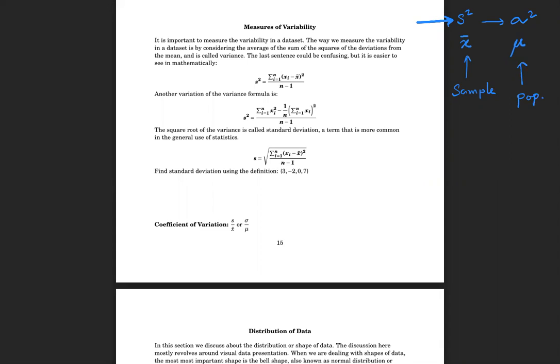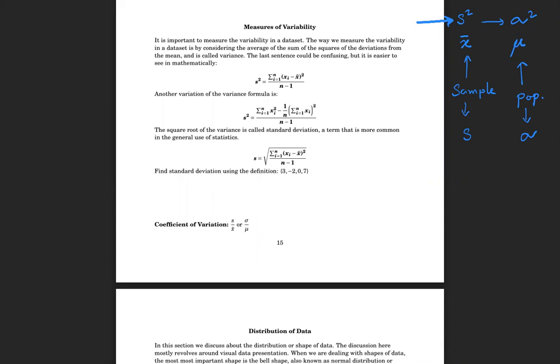Now, sample standard deviation is denoted by S. Obviously, population standard deviation is denoted by sigma. Sample standard deviation is denoted by S, and population standard deviation is denoted by sigma.